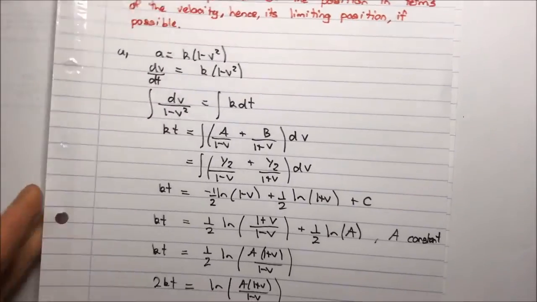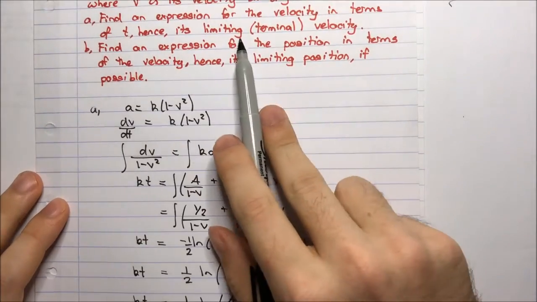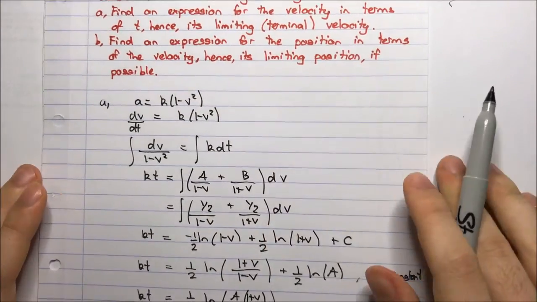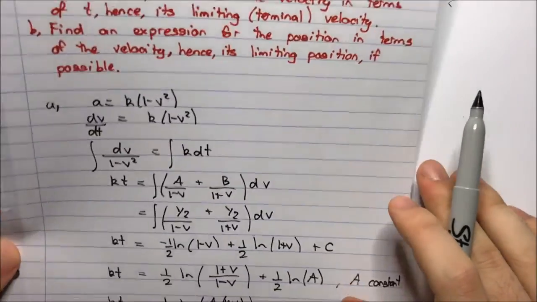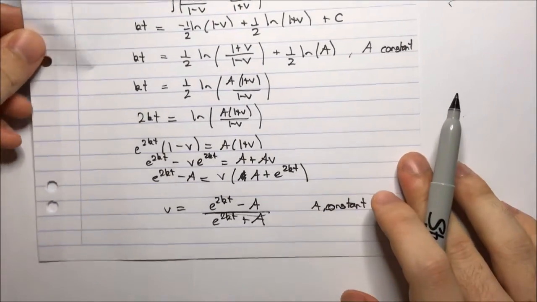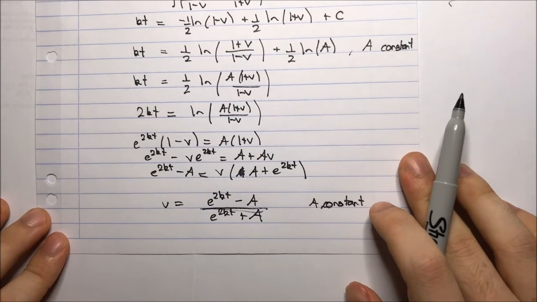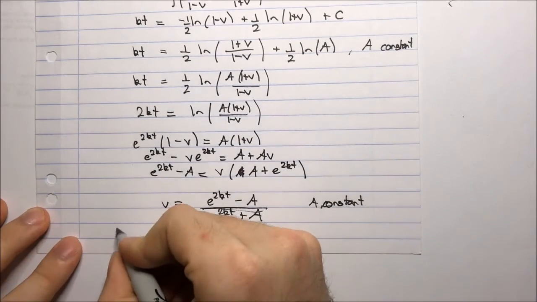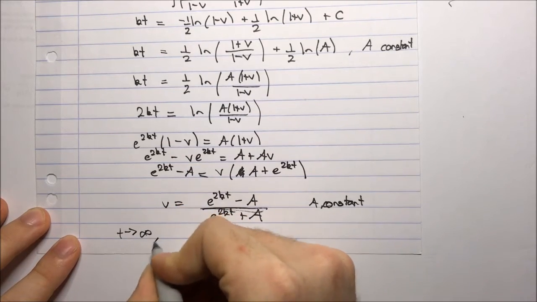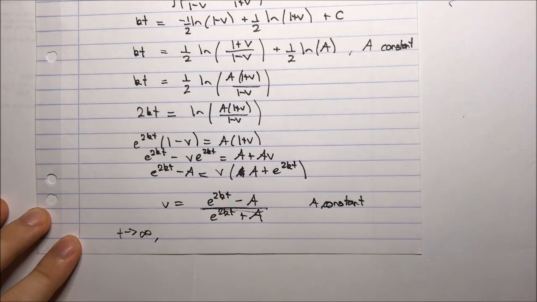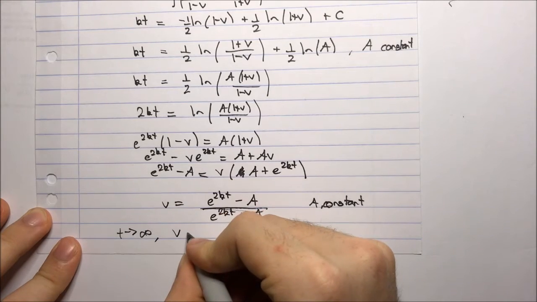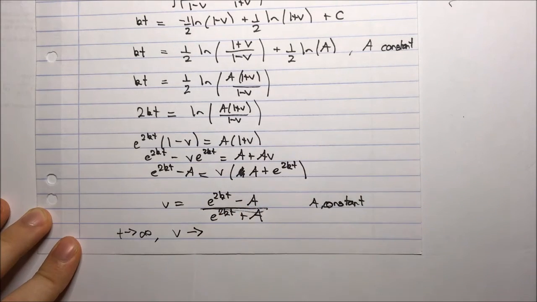Now, we were also asked for its limiting or terminal velocity. The terminal velocity is the velocity of a particle or a mass as t approaches infinity. So, when t approaches infinity, what's the value of v approaching? Well, v is approaching what?